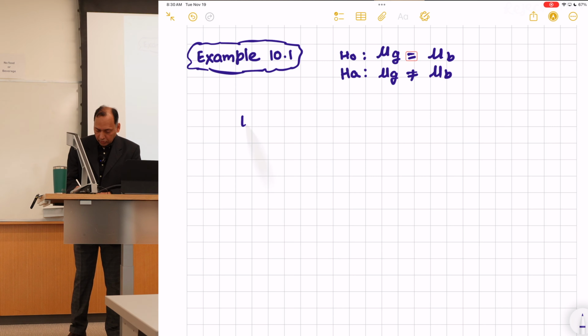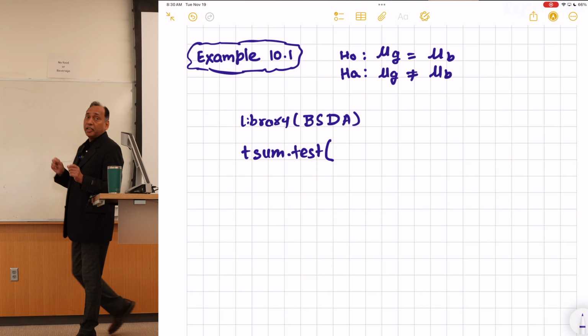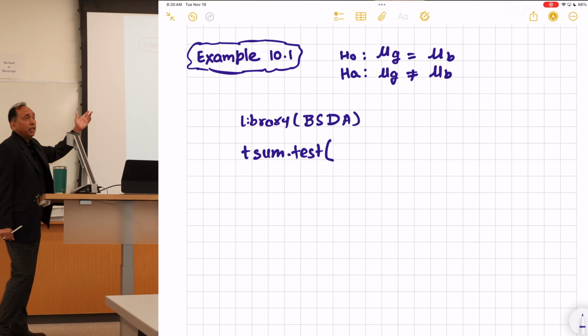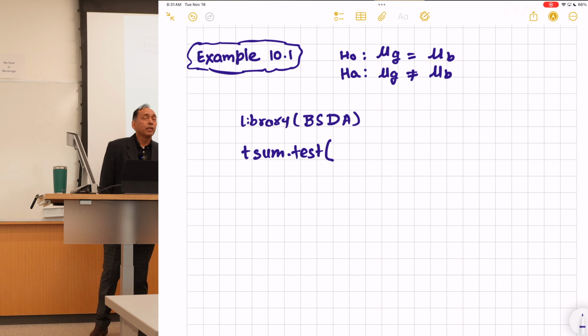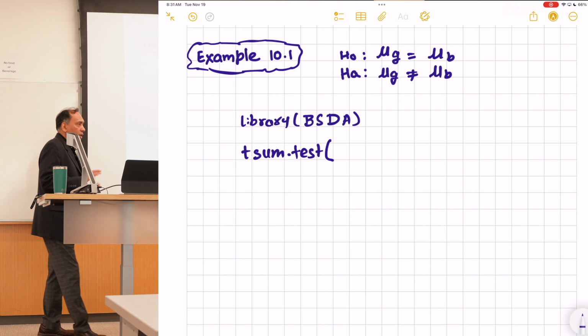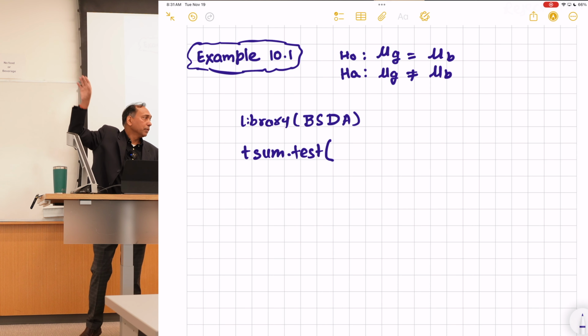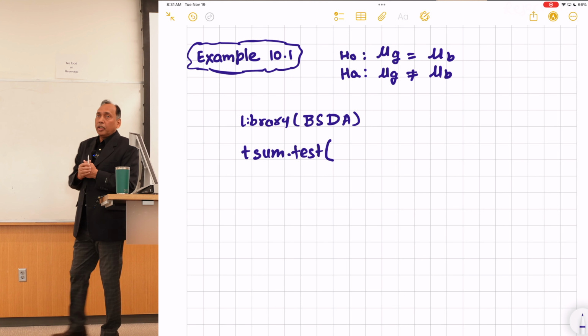In R, what you will do is you will use the same library that we used last chapter, BSDA. We will use the same function, tsum.test. It's t distribution because standard deviation is calculated from the sample, or sigma not known. And that is most realistic situation. We never know what is the population standard deviation, but we can estimate that using sample.